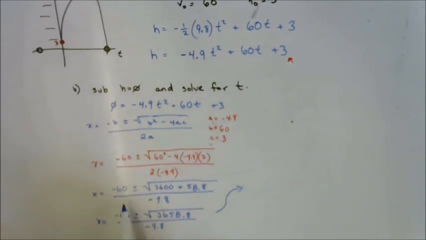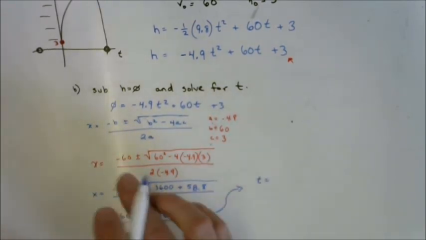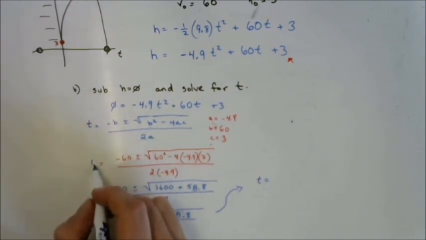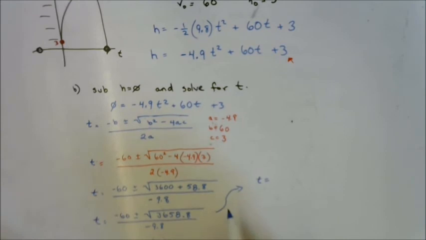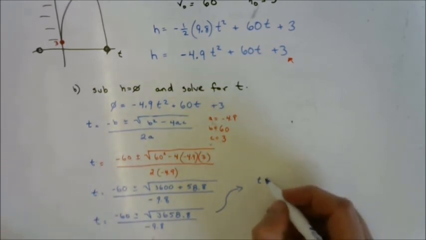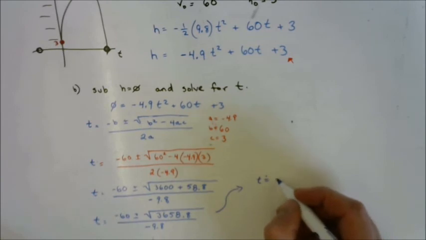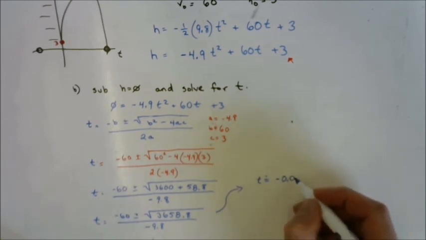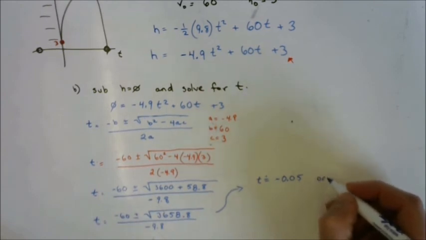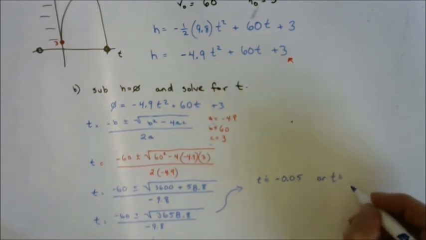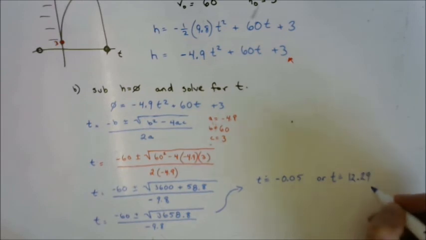My one solution will be negative 60 plus this square root of 3658.8 divided by negative 9.8, and my other solution will be negative 60 minus that. So we check this in our calculator, and we end up with t equals, I've been using x all along in my notes, but it should be t. So t equals negative 0.05, or t equals approximately 12.29.